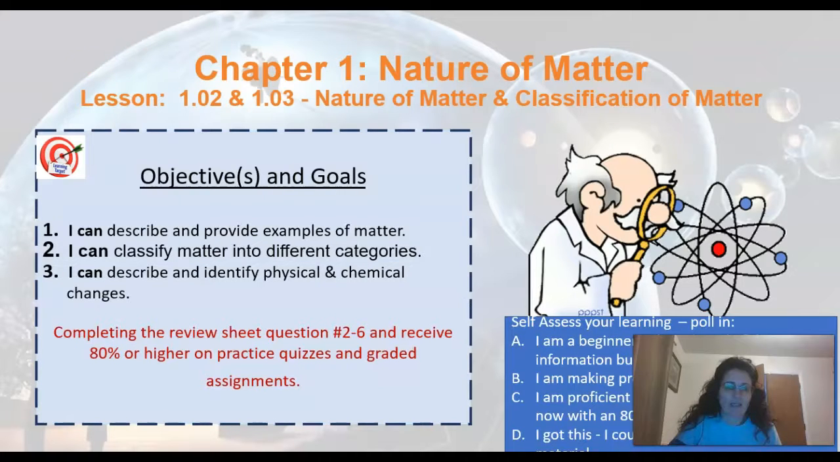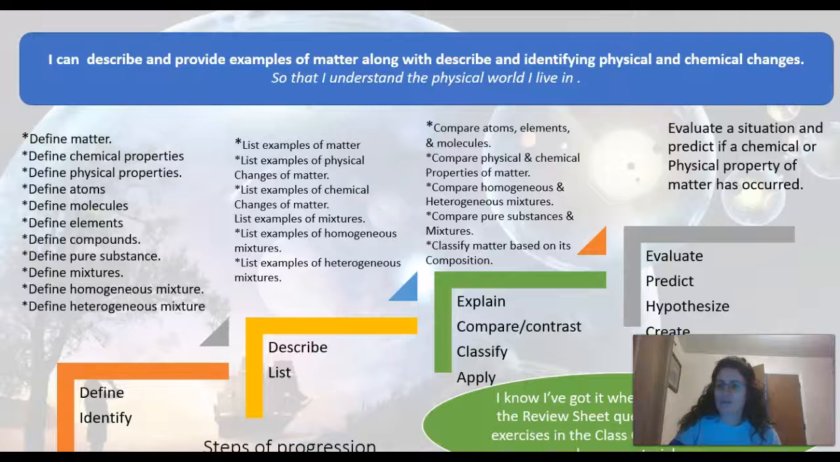We will be looking at examples of matter and then starting to classify them, along with looking at the physical and chemical properties. You can see right here we're doing review sheet questions 2 through 6. Make sure to use the review sheet that is in the course material for you, or that I emailed out to you this time. So as you can see, there are a lot of things that we're going to be covering because it is 2 lessons put together.